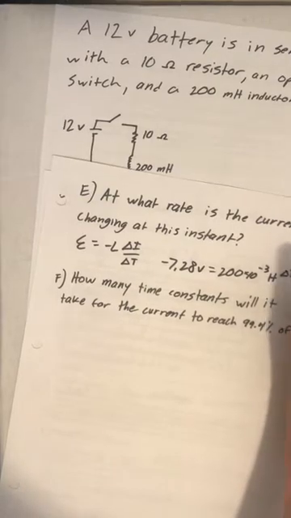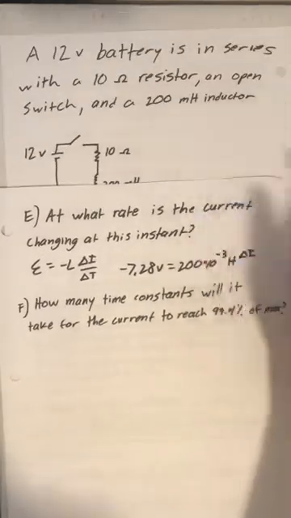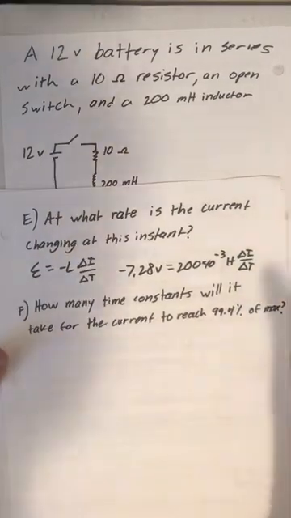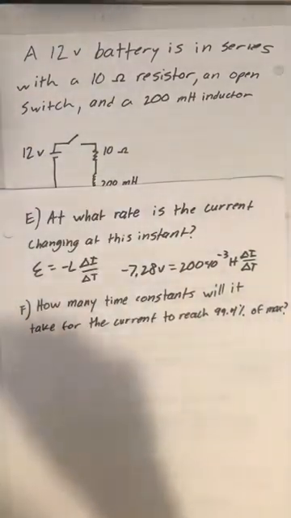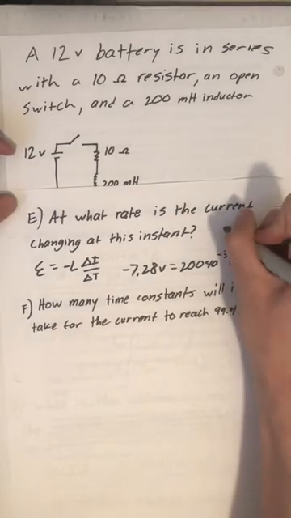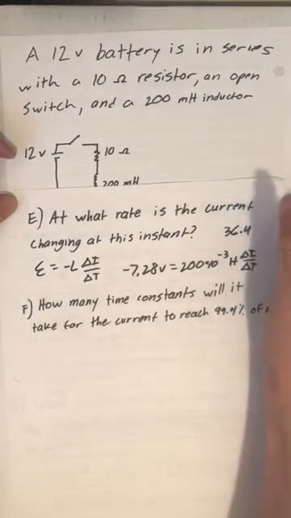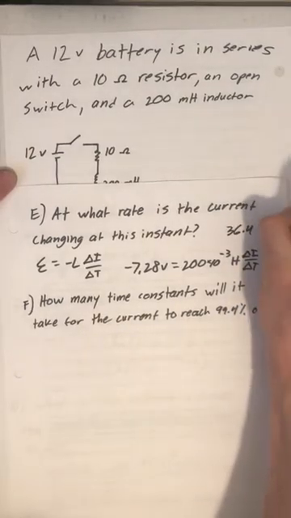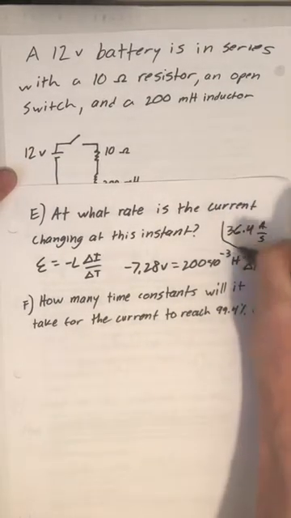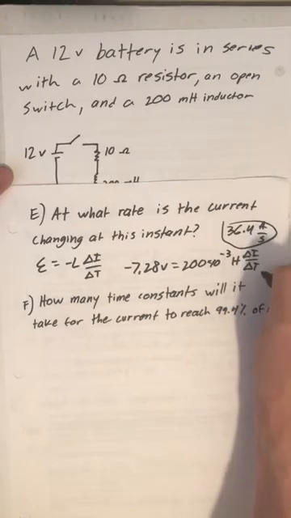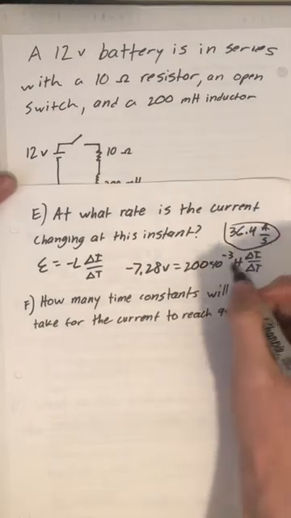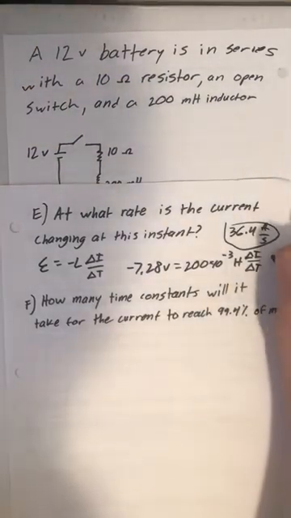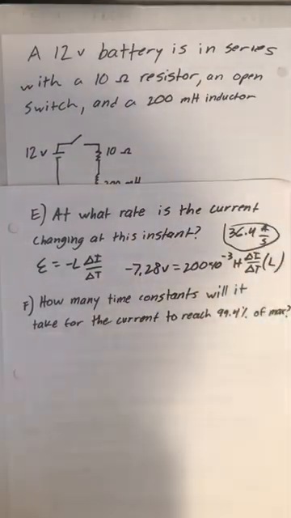delta I over delta T. So that is going to be equal to 36.4, in amps per second, because this is our amps and this is our seconds, so we don't need to worry about that. So we just solve for delta I over delta T right there.